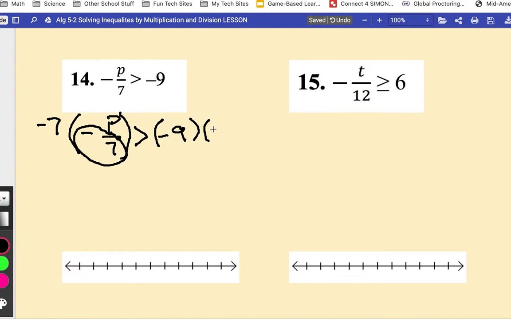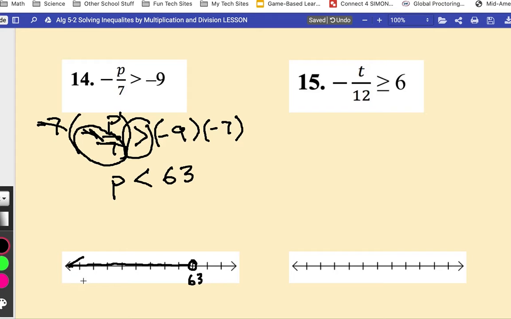So if we're multiplying by negative 7 on that side, we do the same thing over here. And then your negative signs go away, and you're left with p. And then remember, we're going to flip that sign around. All right, and p is now less than 63. And so if I put 63 on the number line here, my answers for p are going to be anything that falls to the left of that number.